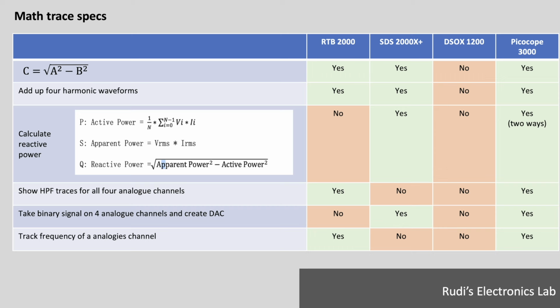Then again, taking 4 different analog channels and putting a high pass filter on them with a defined 3 dB cutoff point, etc. The Rohde and Schwarz can do that, and the PicoScope, but not the Siglent.